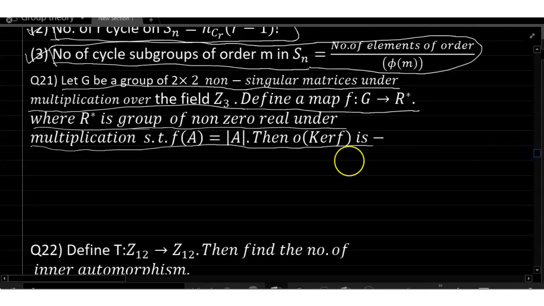Now the solution. I have already told that let G be a group of 2 cross 2 non-singular matrices under multiplication over the field Z3. Define a map f such that G tends to R star, where R star is the group of non-zero reals under multiplication, such that f(A) is equal to mod of A, then order of kernel f is?